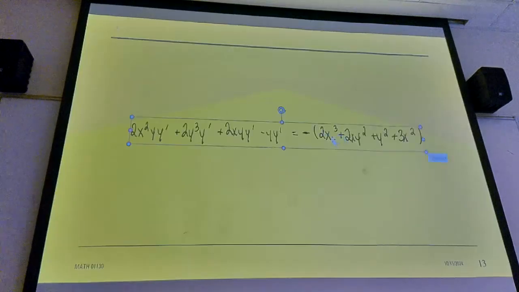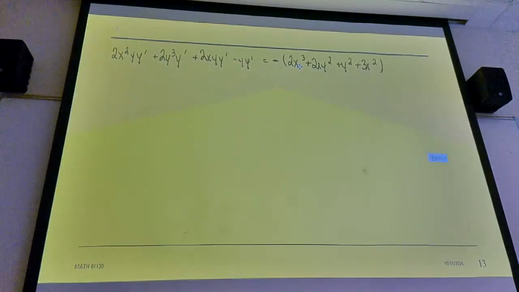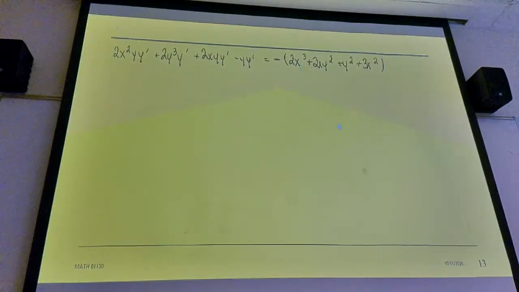And again, just for my sanity, just going to bring that to the next slide. In fact, got a y prime now, right? And now I'll switch to the Leibniz notation.